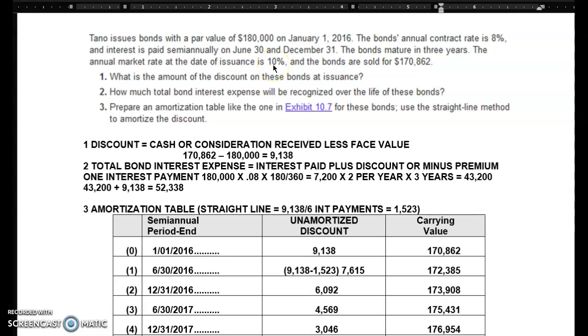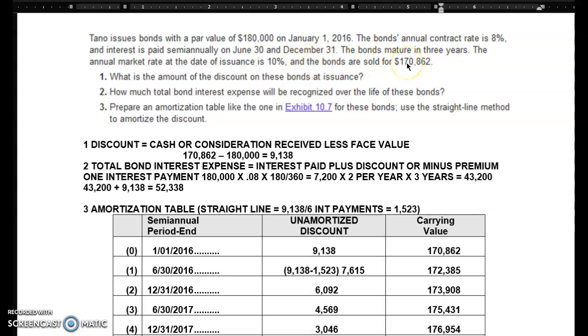So right now you're competing. Their 8% bond is basically competing against 10% bonds. Bonds issued now are selling at 10%. So to make it marketable, they need to discount the bond. So this bond will be sold at a discount. What is the discount on this bond?